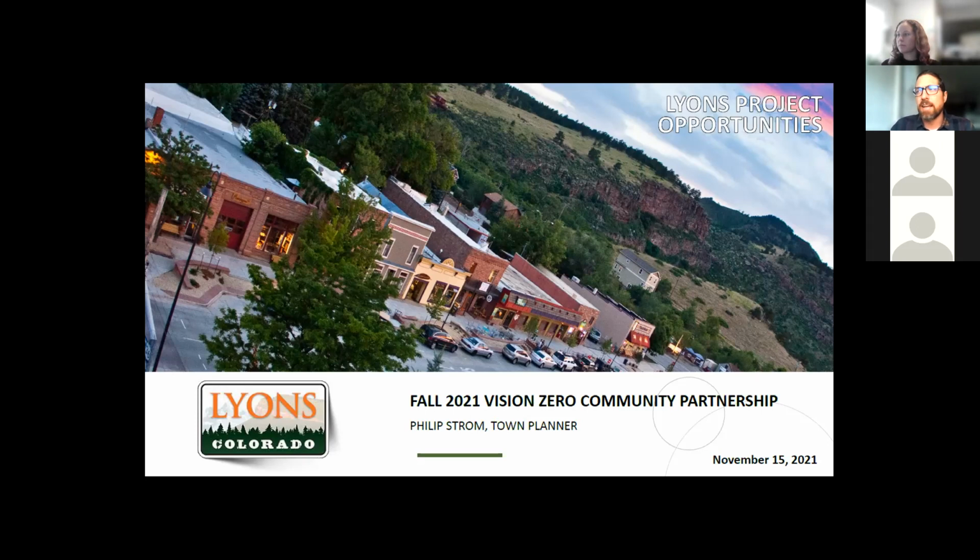So today I thought I'd highlight 3 transportation and mobility projects that we're working on to just inform the group and hopefully identify some opportunities to coordinate and align with Boulder County's Vision Zero plan going forward. So next slide.